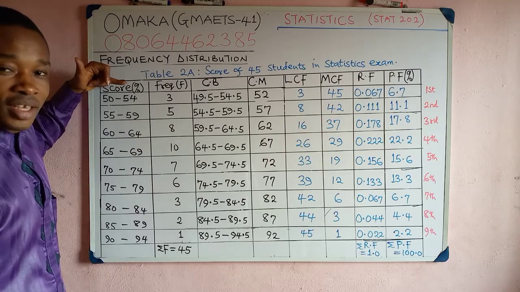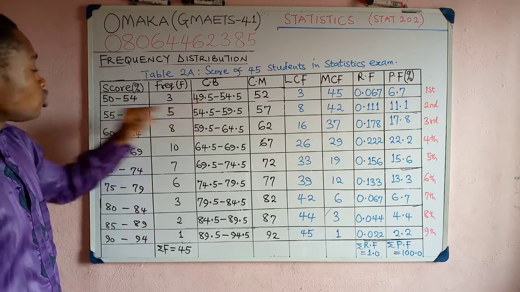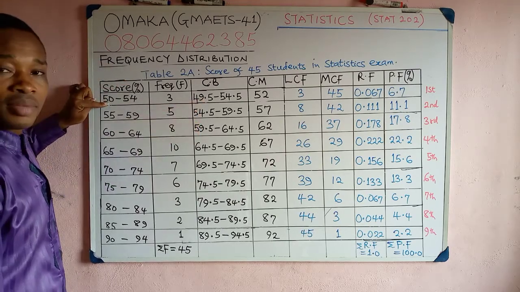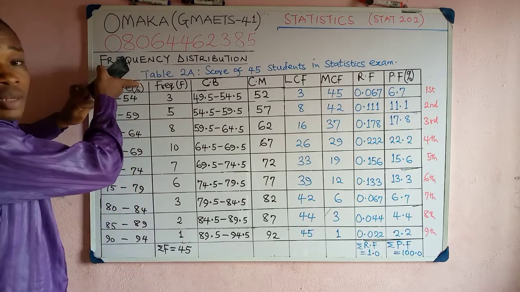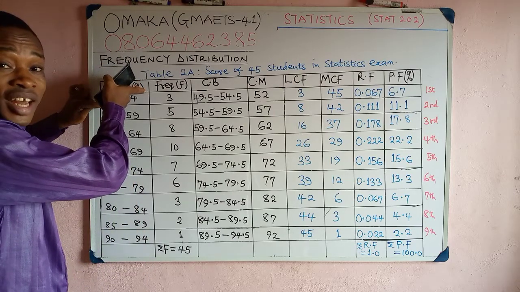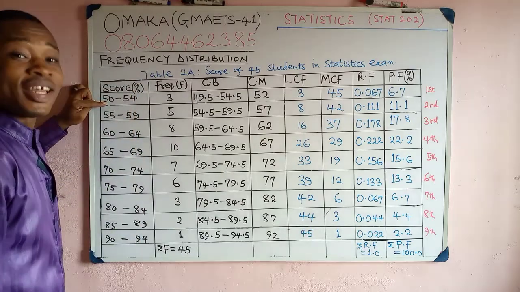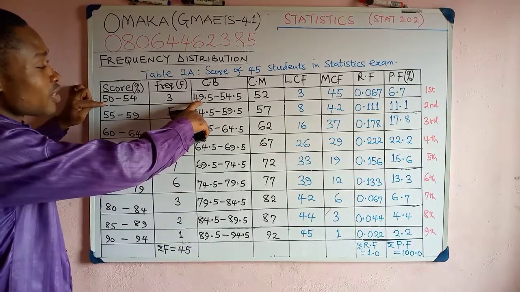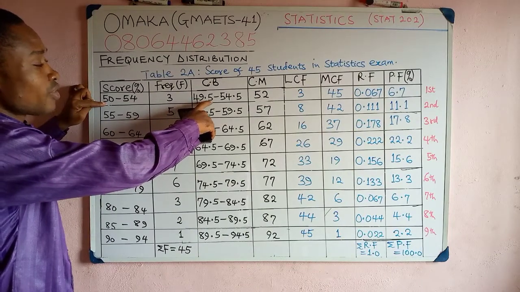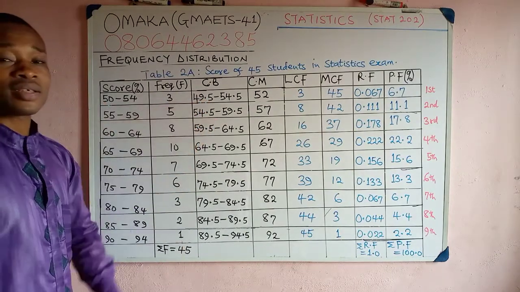Check that, you see. Therefore, to get the lower class boundary, you do the lower class limit here plus the upper class limit of the class above it, which is 49. If you add 50 plus 49, you get 99. Then divide it by 2, you get 49.5. That's how you get the lower class boundary.